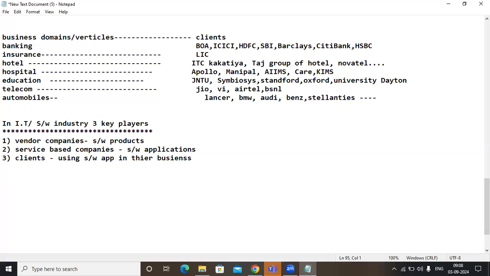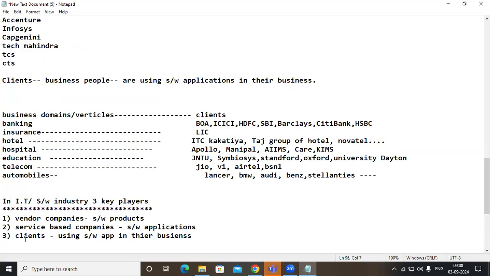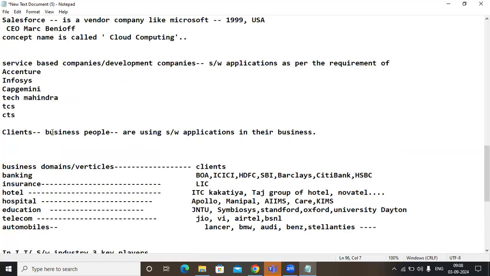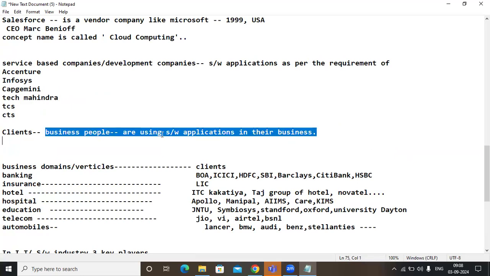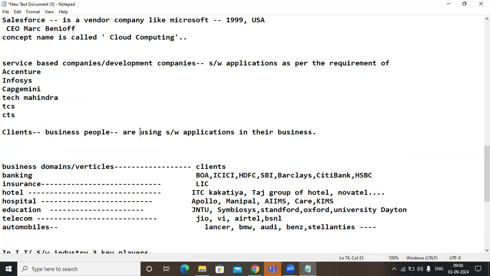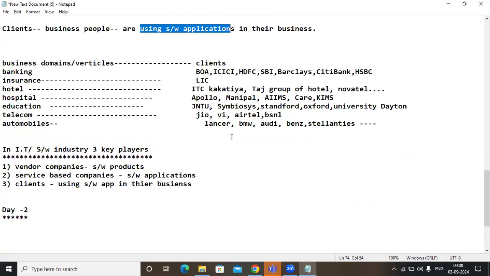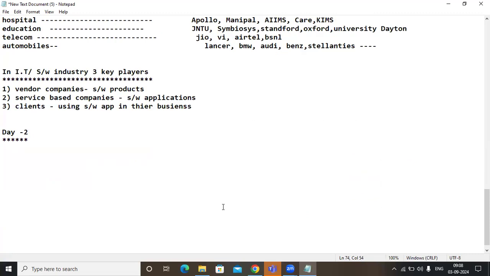This is the point we discussed in the last session. Let us start today's topic, day two. Yesterday, I was asking one question: why are business people using software applications in their business? What are the advantages of using software applications in the business? That is the point I'm going to discuss now.